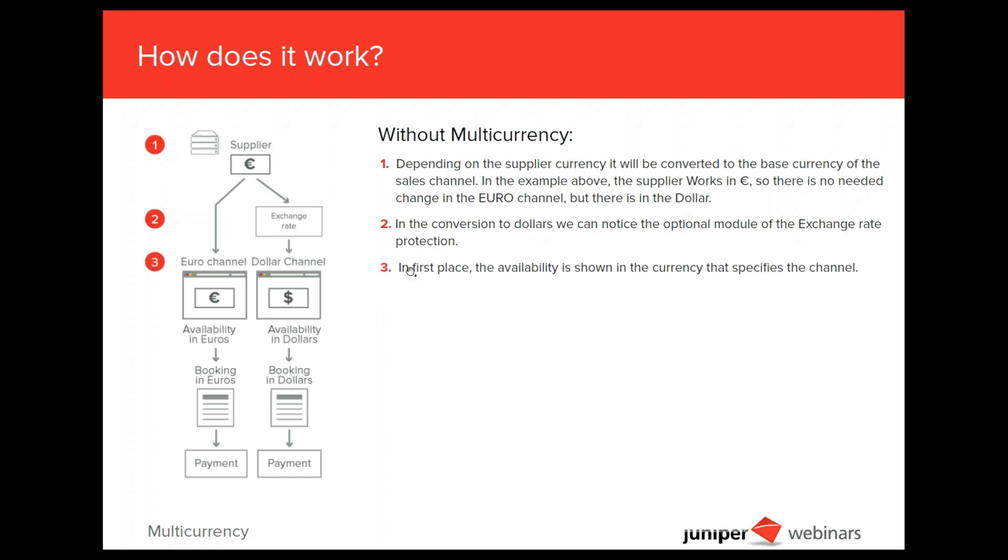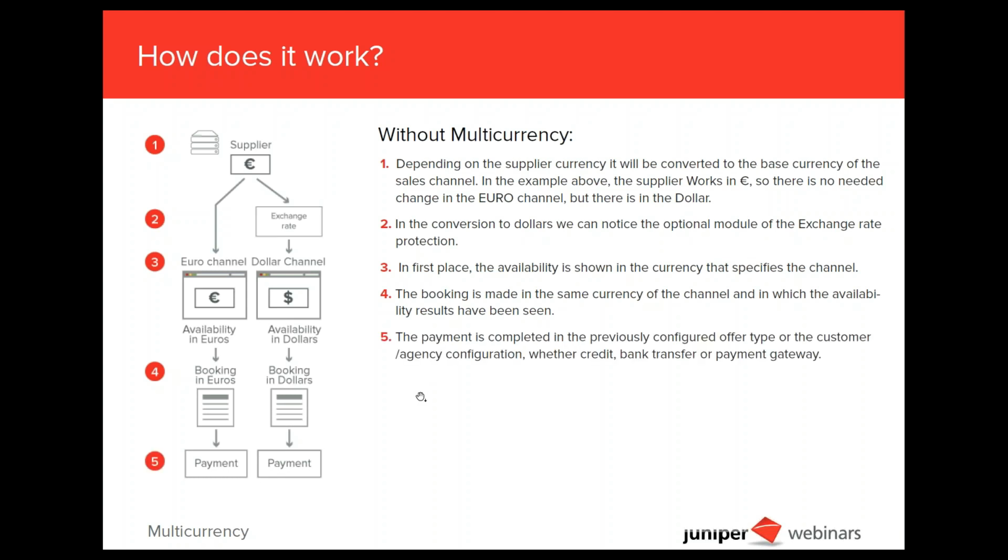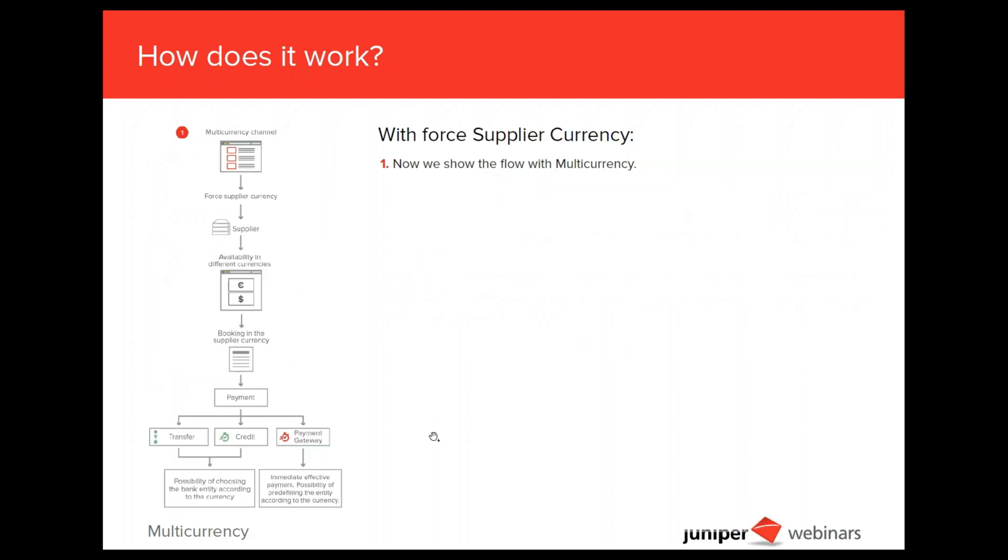In the first place, the availability is shown in the currency that specifies the channel, as I'm explaining. Then the booking is made obviously in the same currency of the channel and in which the availabilities have been seen. And the payment is completed in the previously configured offer type or the customer agency configuration, whether credit, bank transfer, or payment gateway, but with the same currency. Now, this is the flow with multicurrency.